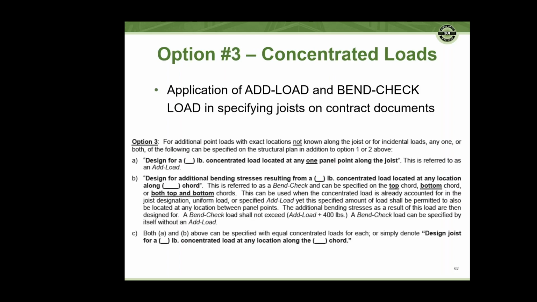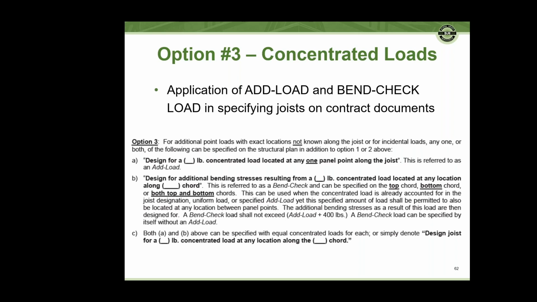That leads to option 3 from the Code of Standard Practice, is that you can have the application of an add load and bin check load in specifying the joist on the documents. So this gives some options of how we would word that. Option A, note that you designed for a magnitude concentrated load located at any one panel point along the joist. So that would be how you would word an add load. So you can either word it that way or call for an add load. Option B, designed for additional bending stresses resulting from a certain magnitude concentrated load located at any location along one of the chords or both of the chords. This is a bin check. So either that sentence written out or simply bin check can be noted as that also.